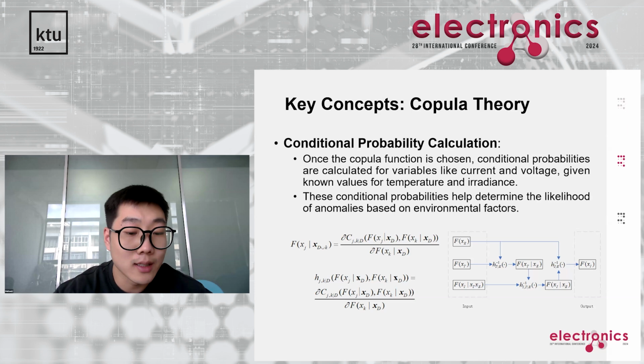Once we choose the copula functions, we can calculate conditional probabilities. This lets us see the likelihood of outliers for variables like current and voltage, given known factors like temperature and irradiance.